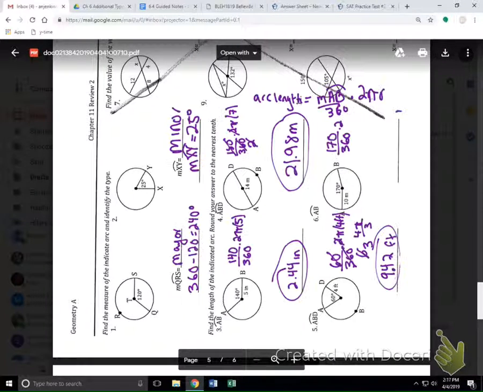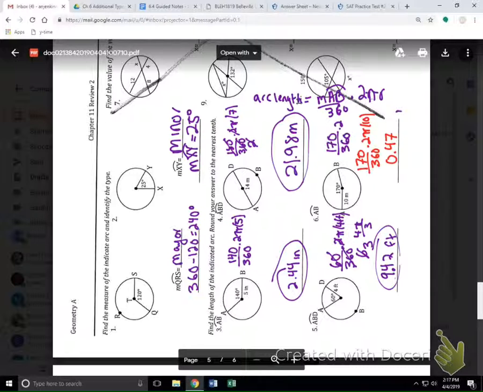Okay, and our last one. Ooh, I'm going back. I know, guys. I apologize for that. So that is 170 divided by 360 times 2 pi r. Your r is 10. When you put that in your calculator, what do you get? What is it?